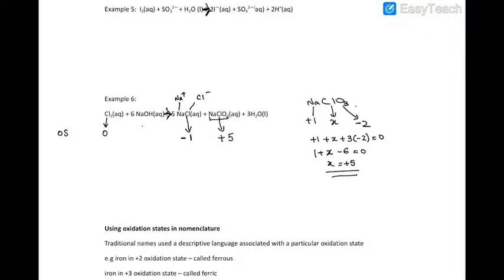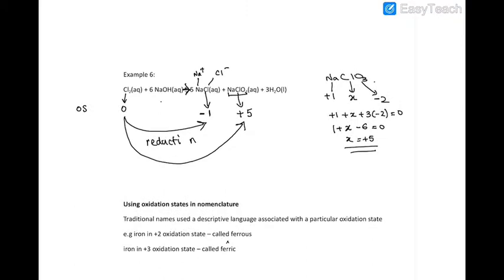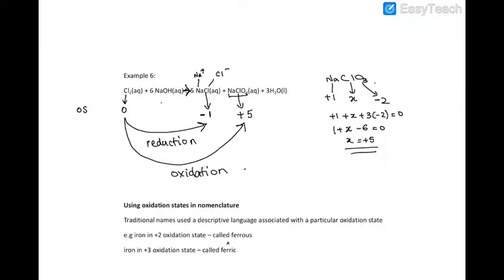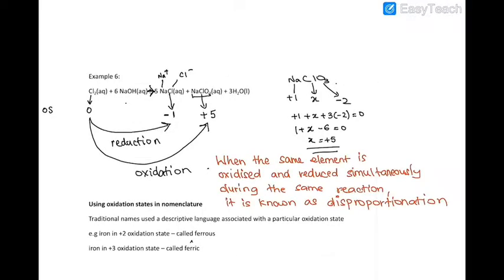So in this equation, what is happening is that the chlorine is getting reduced and is getting oxidized at the same time. It's the same species, the same element, that is being oxidized and reduced simultaneously. And this is happening in the same reaction. This is known as disproportionation. This is an important term, so you need to know this. This example is a disproportionation reaction. It is also a redox reaction.